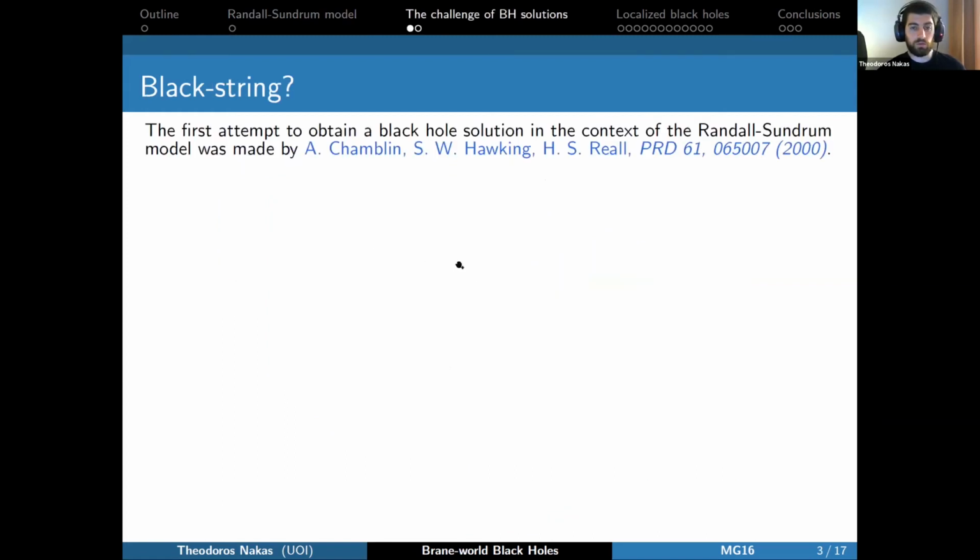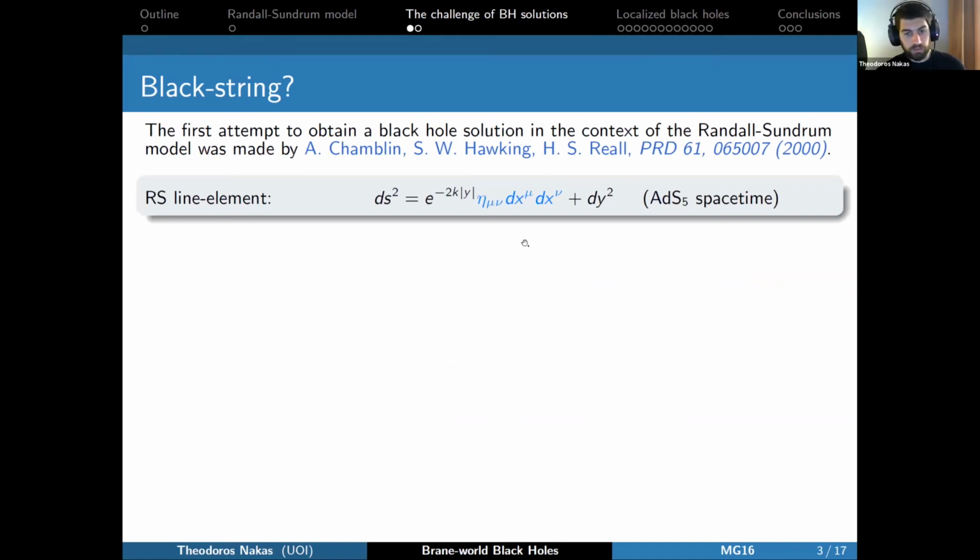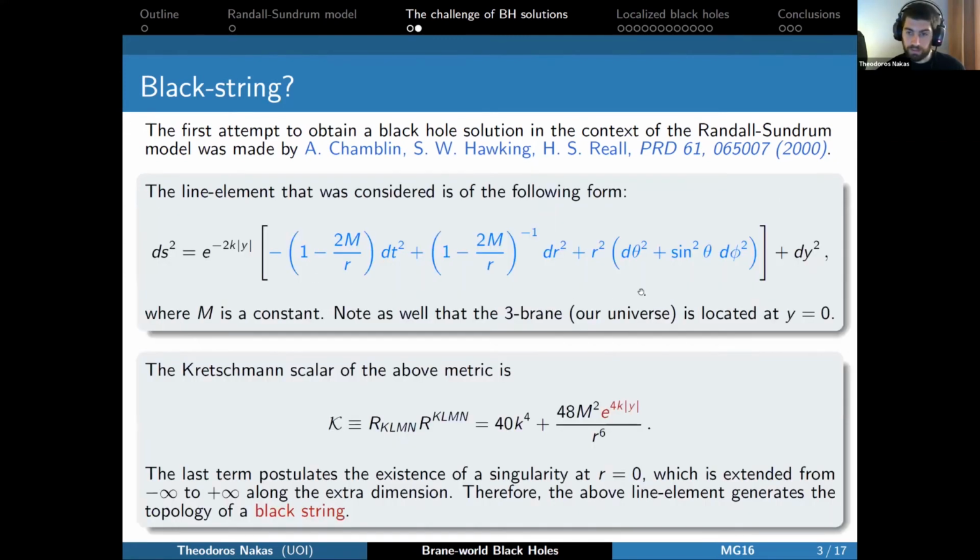So it is now natural to wonder how we can obtain black hole solutions in such a model. This is what Chamblin, Hawking, and Reall tried to achieve in 2000. To this end, they replaced the four-dimensional part of the RS metric with the Schwarzschild geometry and they obtained the line element that you see here. The Kretschmann scalar of the above metric postulates the existence of a singularity at r equals zero, but due to this exponential coefficient, the black hole singularity extends into the bulk from minus to plus infinity along the extra dimension. Therefore, the above line element generates the topology of a black string solution rather than the topology of a black hole.